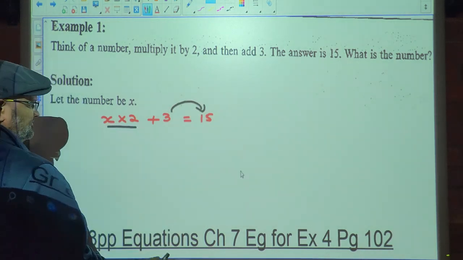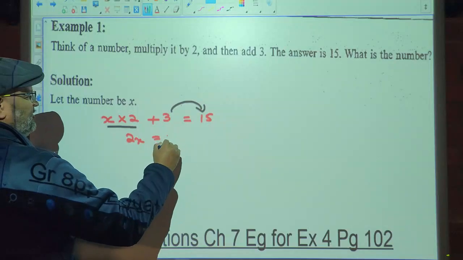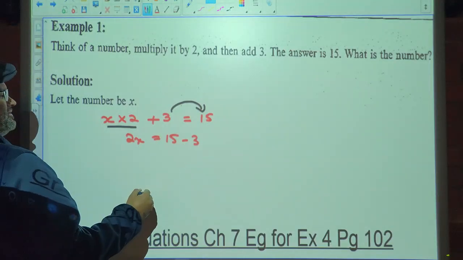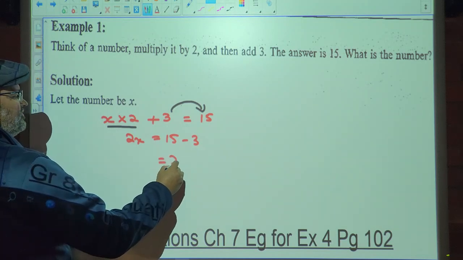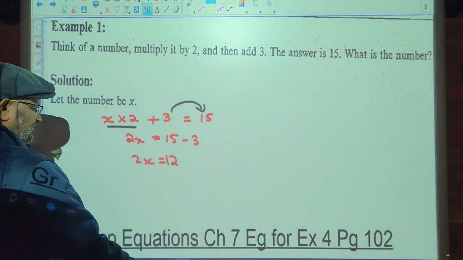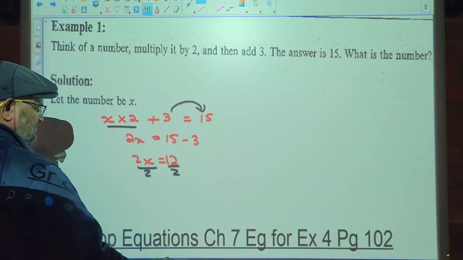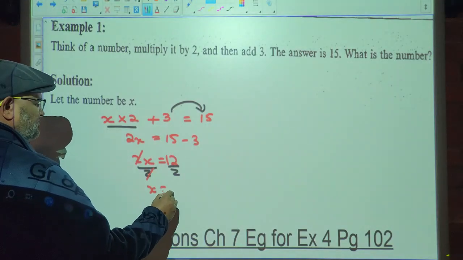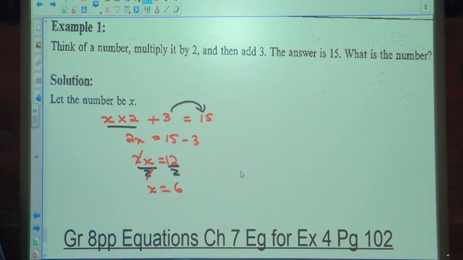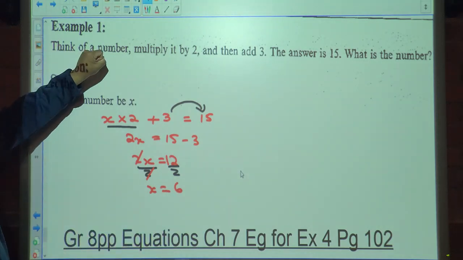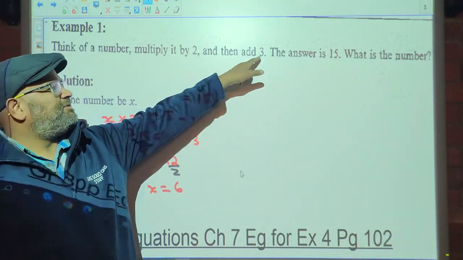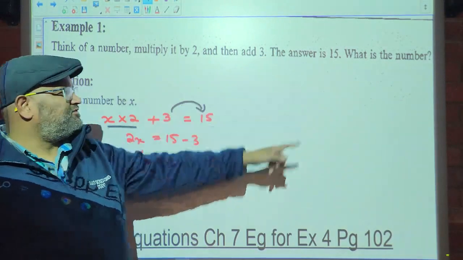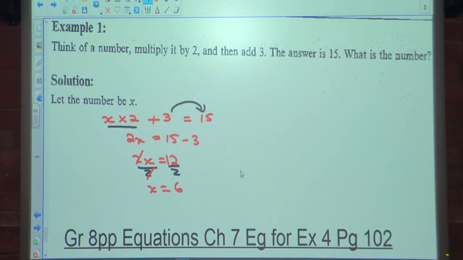What is 2 times x? 2x equals 15 minus 3. What's 15 minus 3? 12. So 2x equal to 12. So I divide by 2 both sides. So x works out to be 6, and we can test it. The number is 6, multiply 6 by 2, what do we get? 12. 12 plus 3 is 15. So 6 is the correct number. Okay.